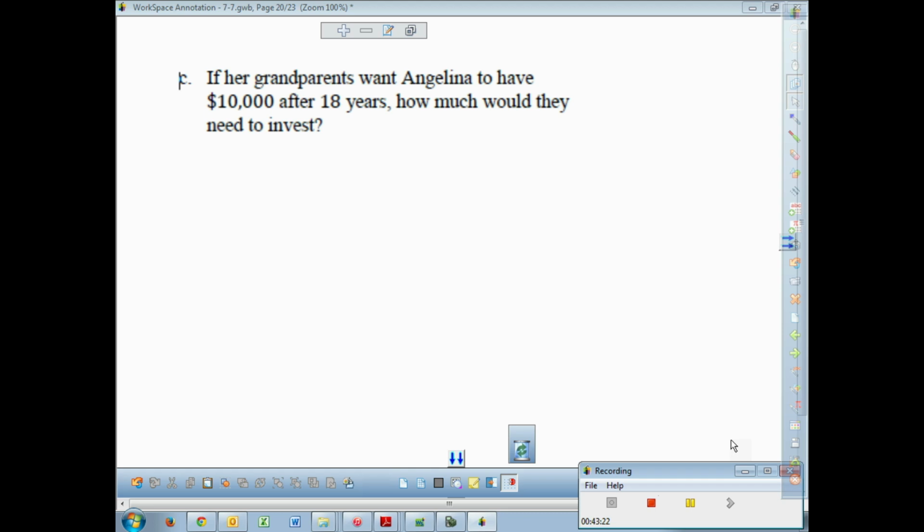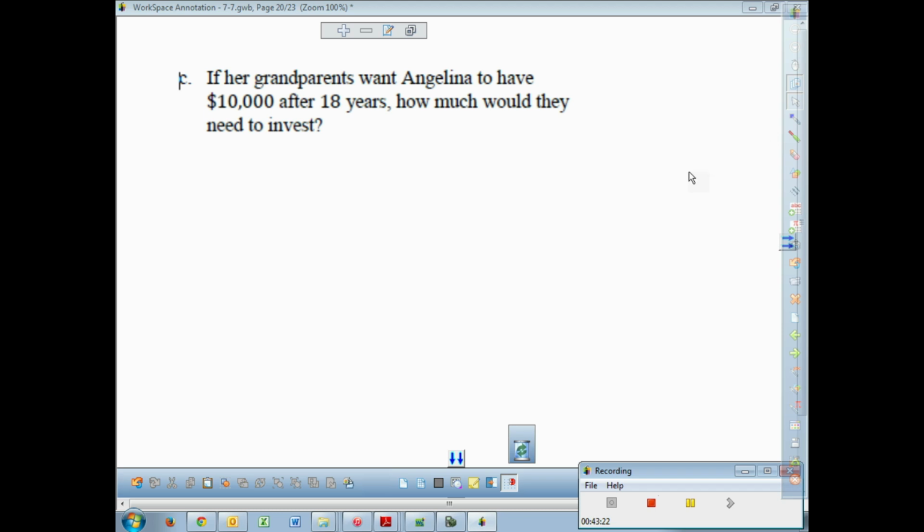Part C, if her grandparents want Angelina to have $10,000 after 18 years, how much would they need to invest? Think about why her grandparents would want to wait 18 years for her to have that money. What's so typical about 18 years later? That's when you usually start college. You're born, 18 years later, it's time for college. We want you to have 10 grand when college starts, right?